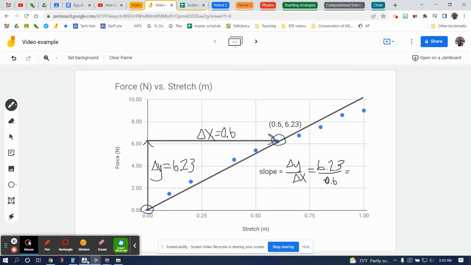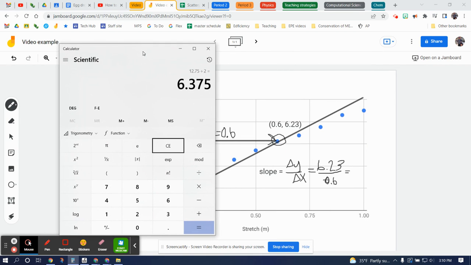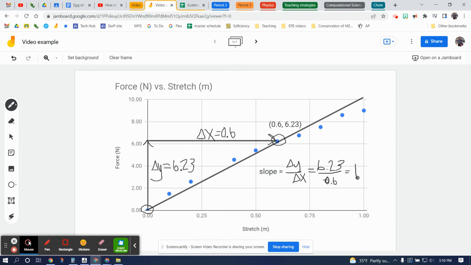All right, so then I'm going to pull up my calculator, which I think you guys can see in this video. 6.23 divided by 0.6 is 10.383 repeating, so I'm just going to round it to 2 decimals. 10.383 rounds to 10.38. And then the slope should be pretty easy because the change in y was 6.23 newtons. The change in x was 0.6 meters. So that means newtons per meter, which is, of course, K, newtons per meter. And that is how I find that.